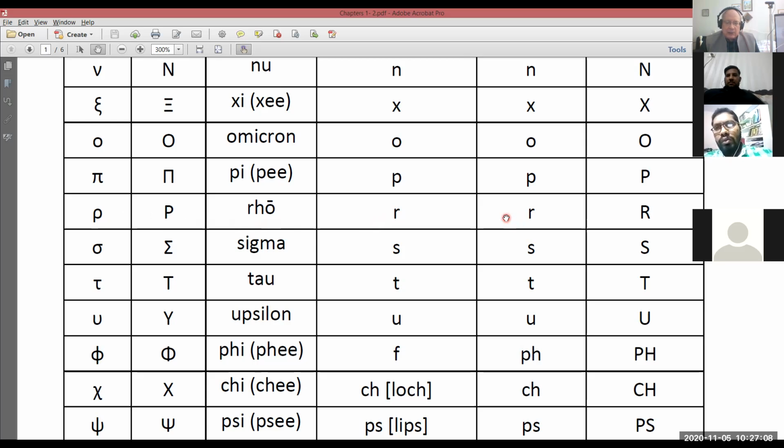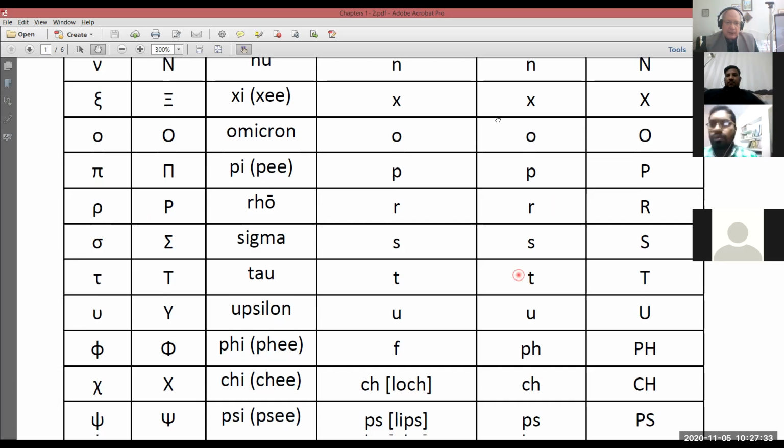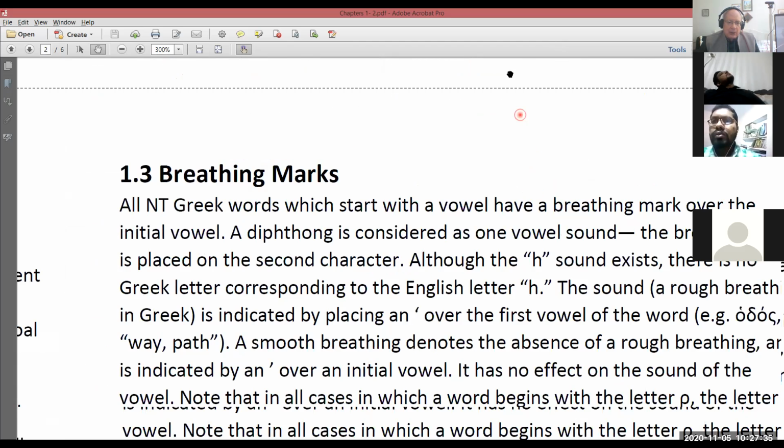When we write this with English letters, we write small r. When we write this with English letters, we write uppercase R. Notice that this looks like an uppercase P, but it's not. Rho is an uppercase here, and the uppercase is R.